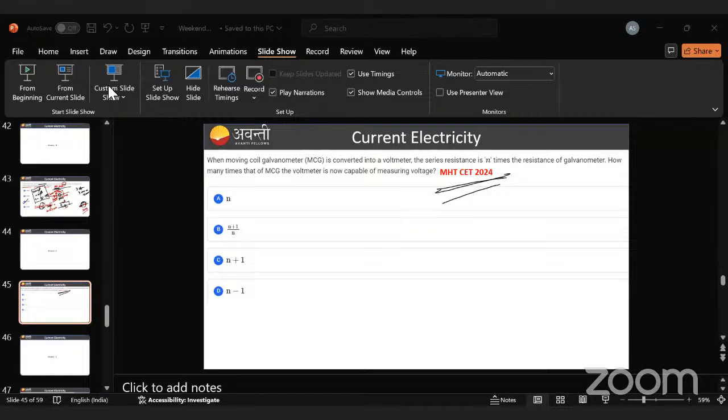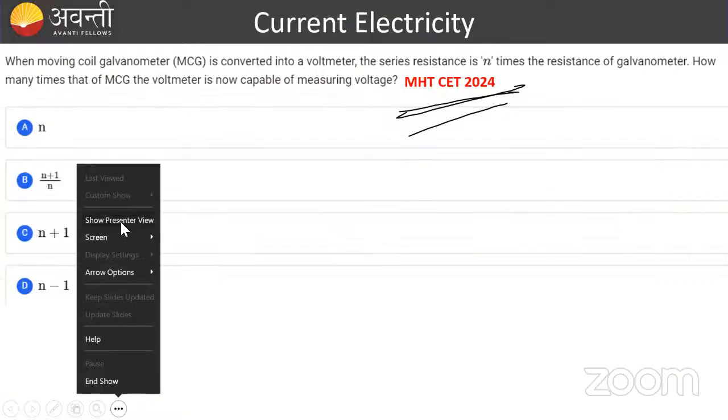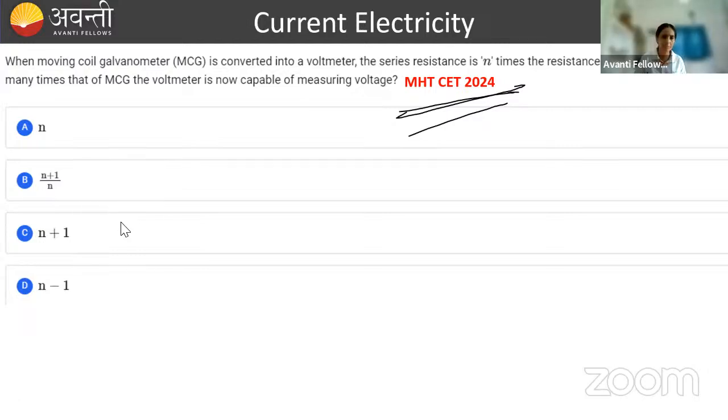Let me share the screen. Okay, so let me now do that for you. What is the question? The question is very simple actually. The question is from voltmeter. When a moving coil galvanometer is converted into a voltmeter, how do we convert a galvanometer into a voltmeter? For that we connect a high resistance in series with the galvanometer.